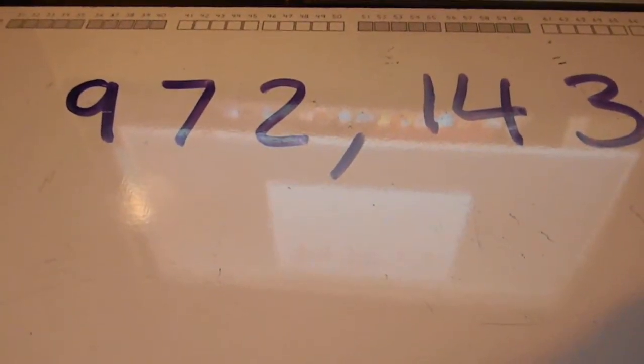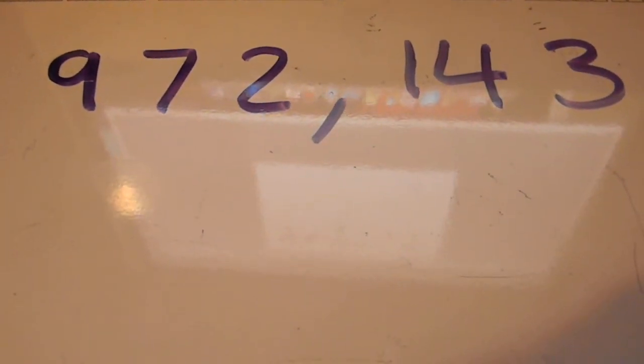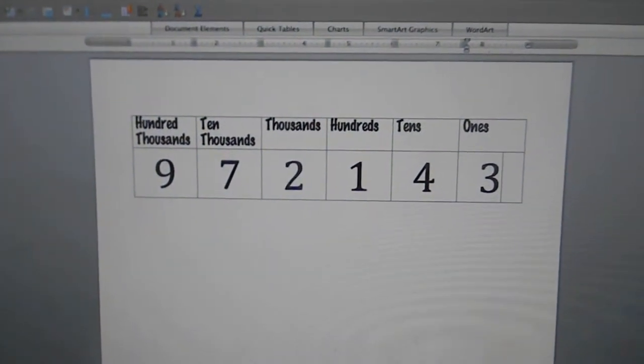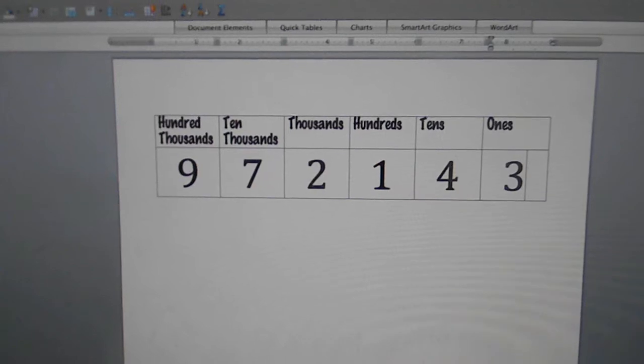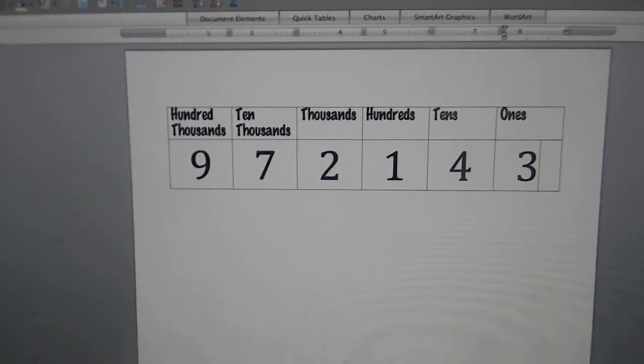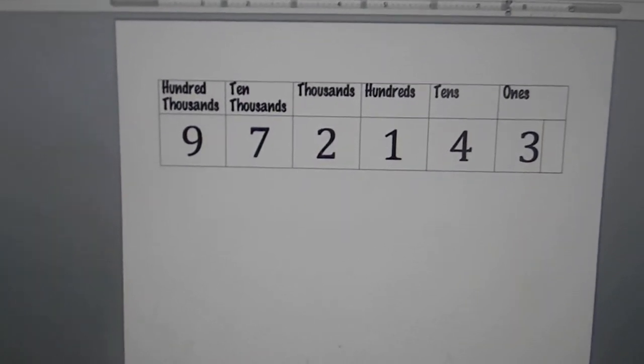So we're going to start off by looking at and reviewing a little bit of place value from third grade. And I have on my screen here a 6-digit number. So in fourth grade we're going to be responsible at looking at the place values from hundred thousands all the way down to the ones. So again, total of 6 different digits.